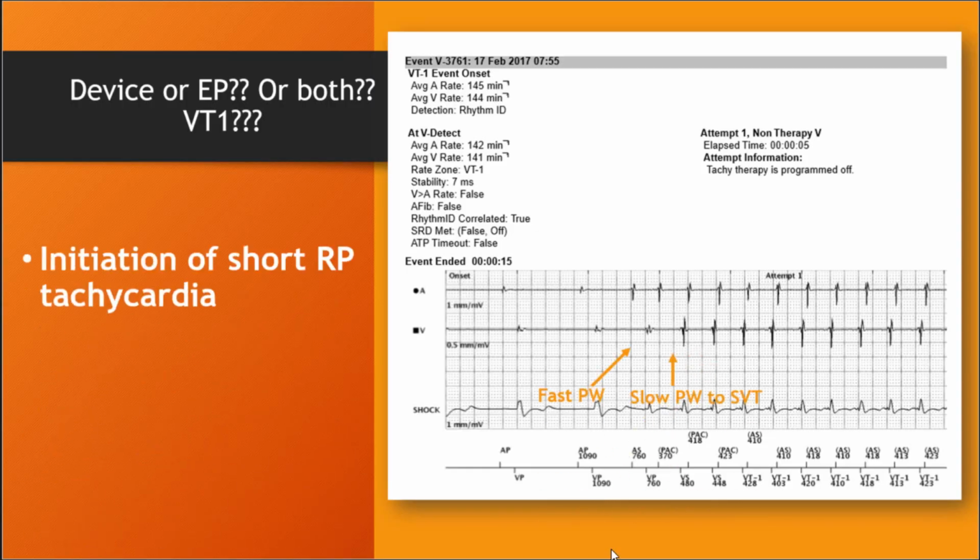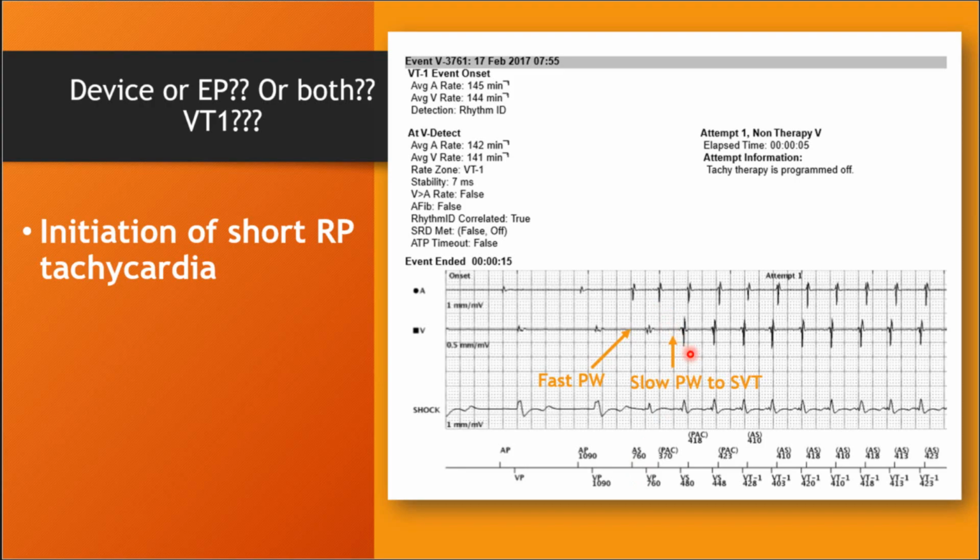And that triggers an SVT where we see a slow and then maybe a fast pathway back up to the atrium and then slow and then fast. Is this actually VT? Does VT start like this? Well, no, VT usually starts with a ventricular premature beat. So could this be SVT? Well, it looks to me like this could very much be a typical atrioventricular nodal re-entry tachycardia, AVNRT.